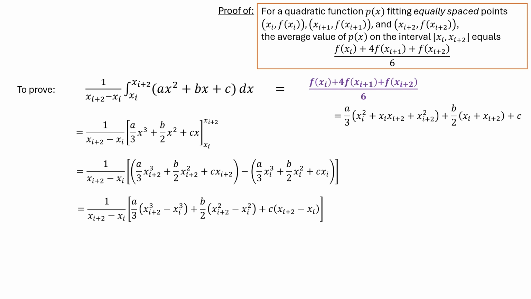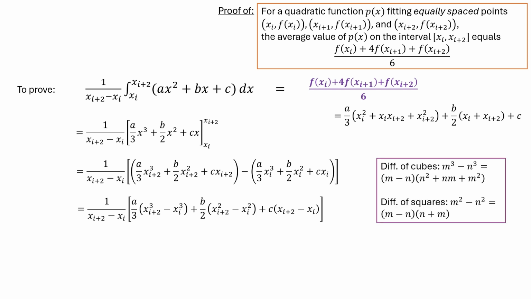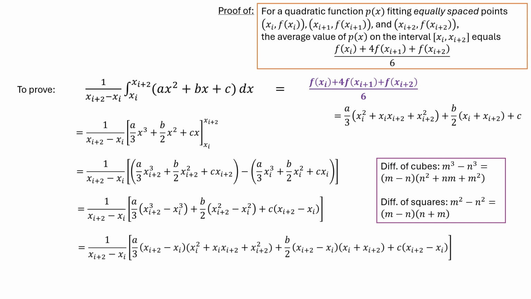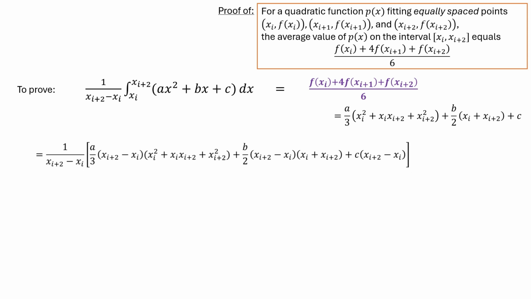I think we should use the difference of cubes formula and the difference of squares formula. I'll put them up as a reminder. Using these formulas, we get the following. This might look like a lot, but guess who's everywhere? It's that term xi plus 2 minus xi. Let's cancel those everywhere.